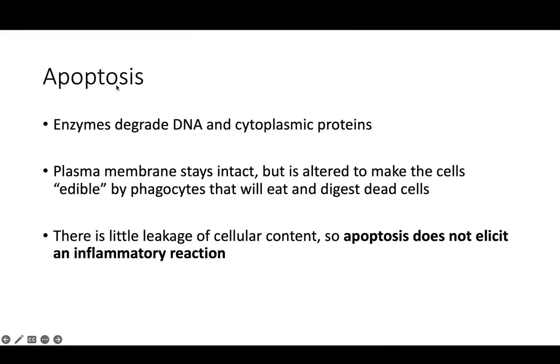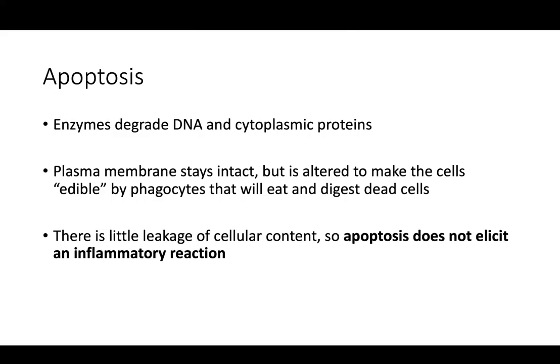Apoptosis includes enzymes that degrade DNA and cytoplasmic proteins, but because the cytoplasmic proteins are degraded and some of the skeleton structures are degraded, the membrane tends to bleb off and makes these little tiny edible pieces that are completely enclosed in membrane, so that the contents of the cell don't leak out and don't elicit an inflammatory reaction. That's one of the big differences between necrosis and apoptosis. Apoptosis has no inflammatory reaction. Necrosis has an inflammatory reaction.